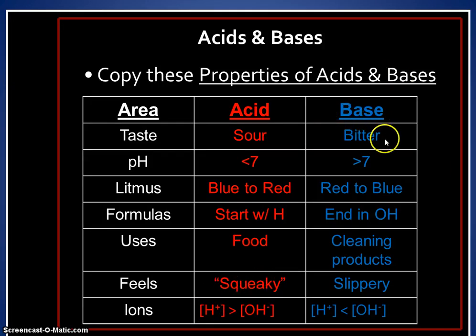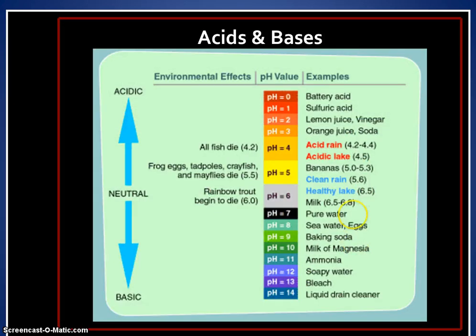Okay, a base, they're going to taste bitter. A base is going to be greater than 7 on the pH scale. It's going to turn litmus paper from red to blue. It's going to end in that OH, that hydroxide. We use bases as cleaning products. They're kind of slippery in your fingers. Okay, and once again, more hydroxide.